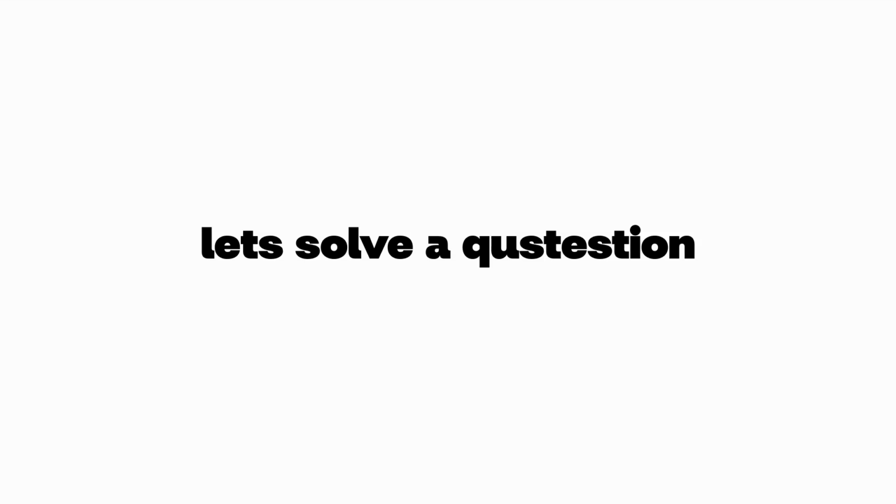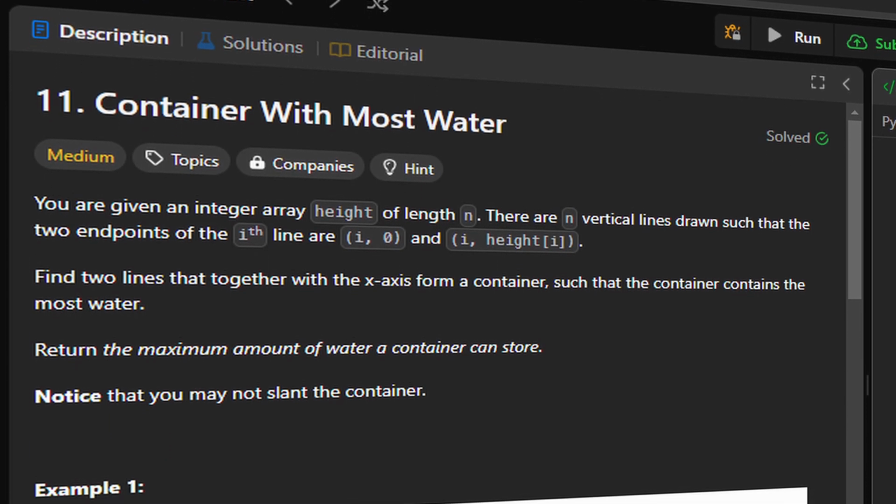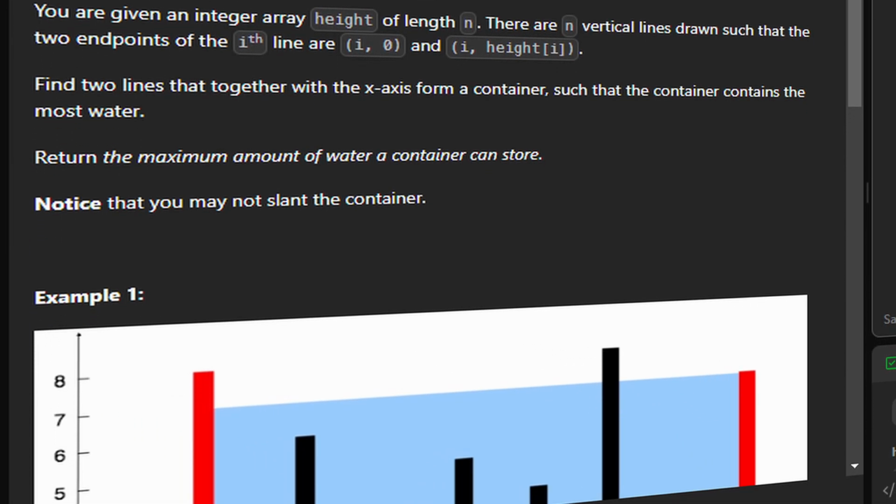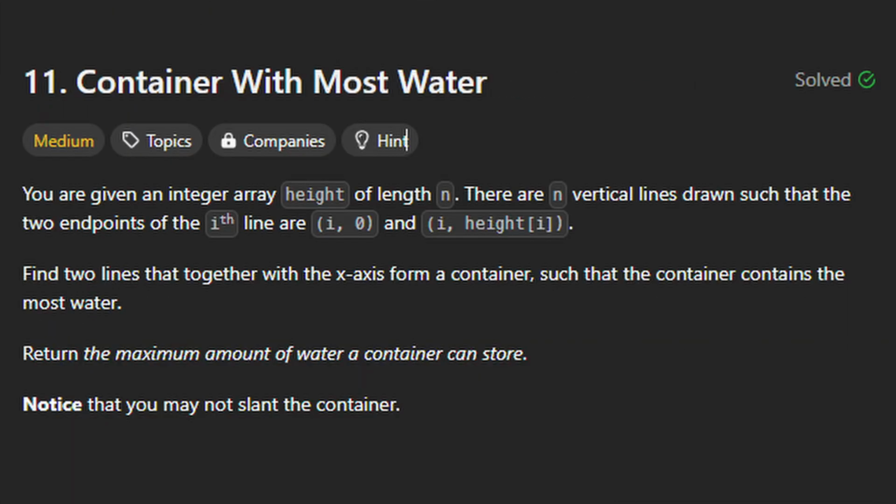Let us use two pointers to solve one of my favorite questions on leetcode. Question 11, container with most water. Despite the medium tag, this question is really easy to solve. You are given an array height of length n. There are n vertical lines drawn such that two endpoints of the ith line are (i, 0) and (i, height[i]). Find two lines that together with x-axis form a container such that the container contains the most water. Return the maximum amount of water a container can store.